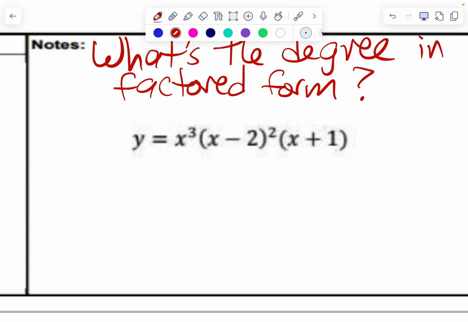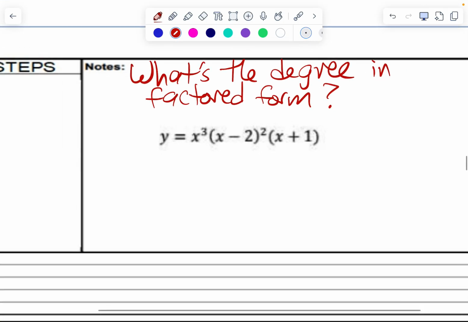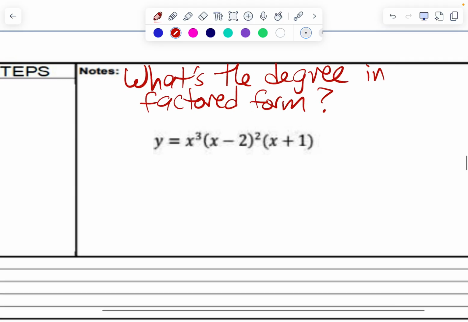I'm just making sure everybody has it written. Okay, so here's what we do. What is the degree? We know we're looking for the power of x, the highest power of x. So we're just going to add the exponents from each factor.